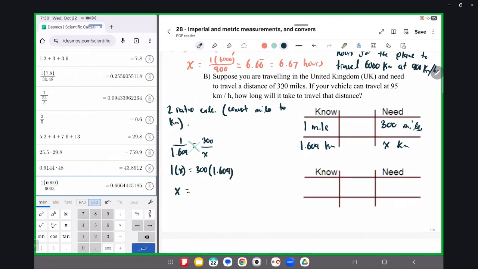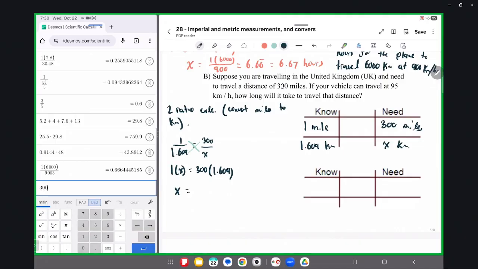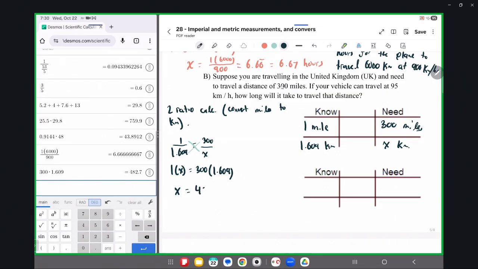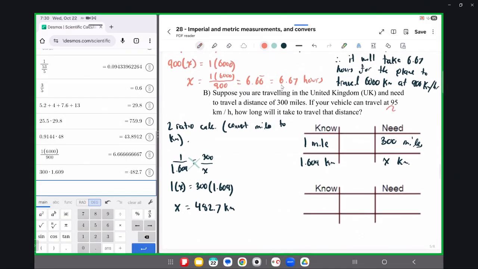So if we take 300 multiplied by 1.609, we get how many kilometers that's going to be. And so you can see in this case, this is going to be 482.7 kilometers.